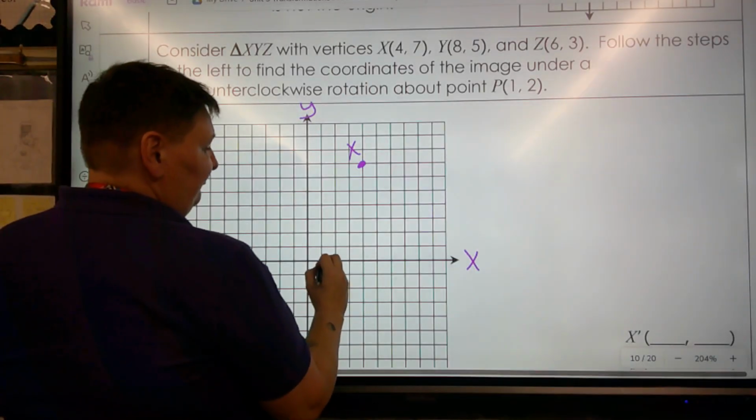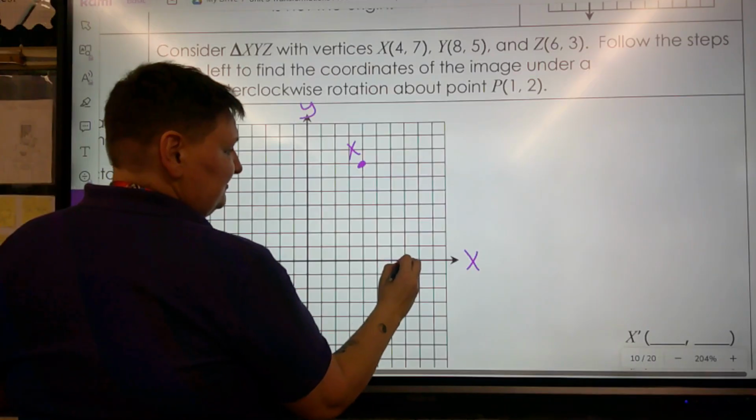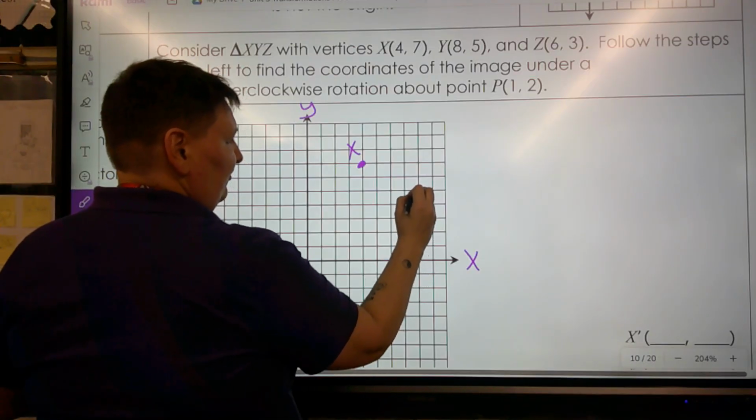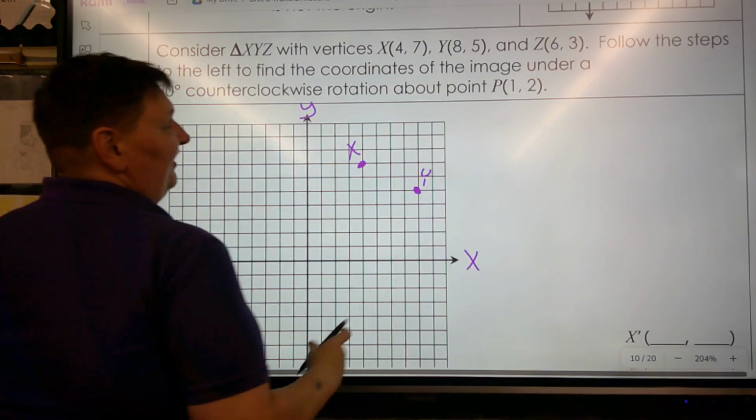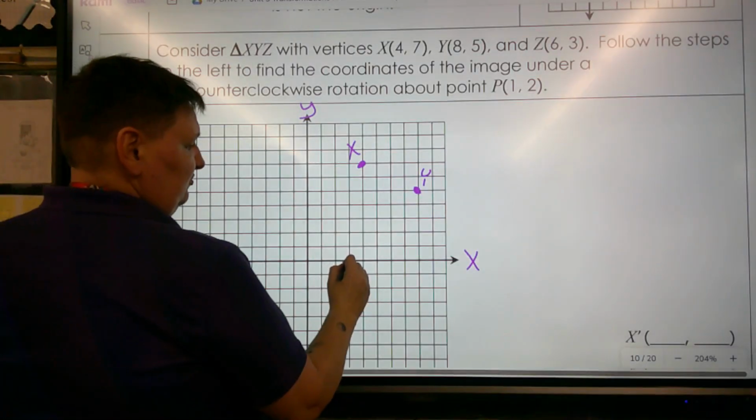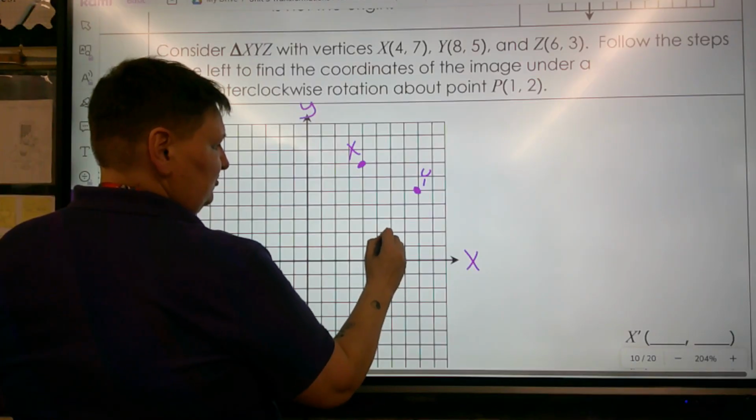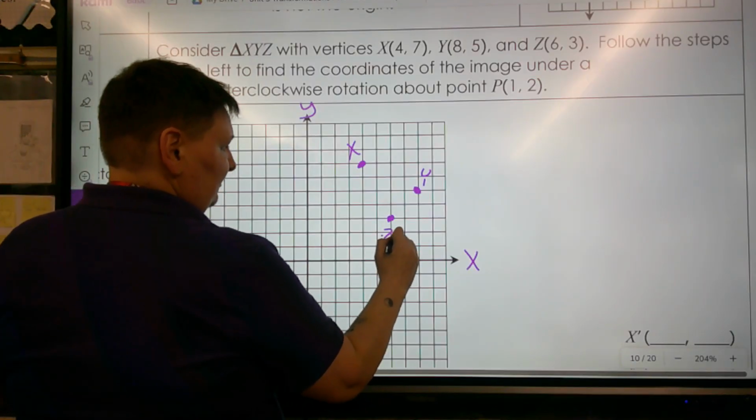Y is 8, 5. 1, 2, 3, 4, 5, 6, 7, 8. 1, 2, 3, 4, 5. And Z is 6, 3. 1, 2, 3, 4, 5, 6. 1, 2, 3. Connect.